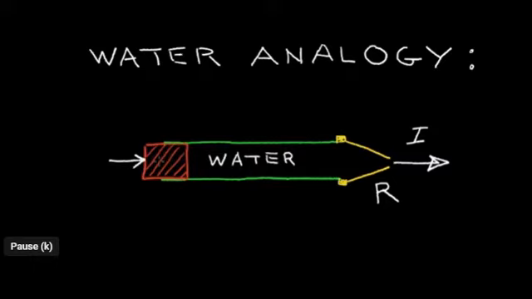This piston on the left side exerts a pressure on the water that forces it to the right. The pressure caused by this piston is analogous to electrical voltage that we'll call V. Let me erase this.